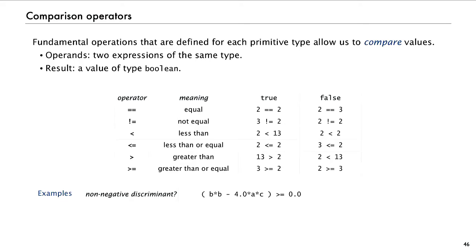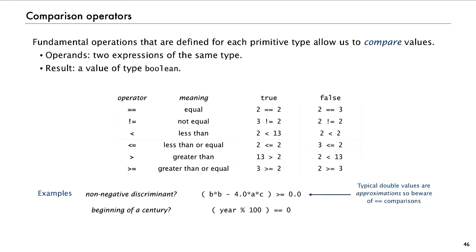This is an example of when you might want to use these types of operations in a program. Maybe you want to test in the program, for the quadratic equation, that the discriminant was positive. So you might want to know, is b squared minus 4ac positive or non-negative or not? So you just say, is it greater than or equal to 0? Now you have to be a little careful because double values are approximations, but something like that's probably going to be all right.